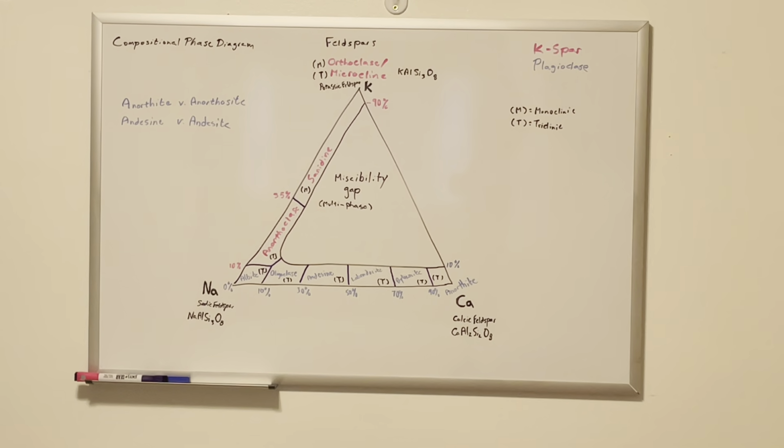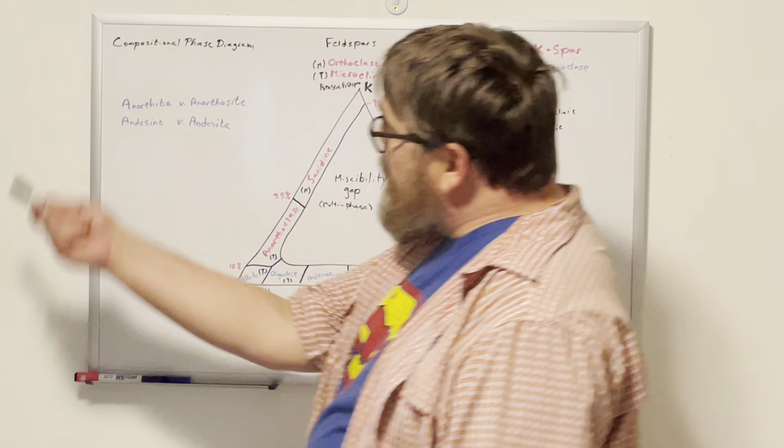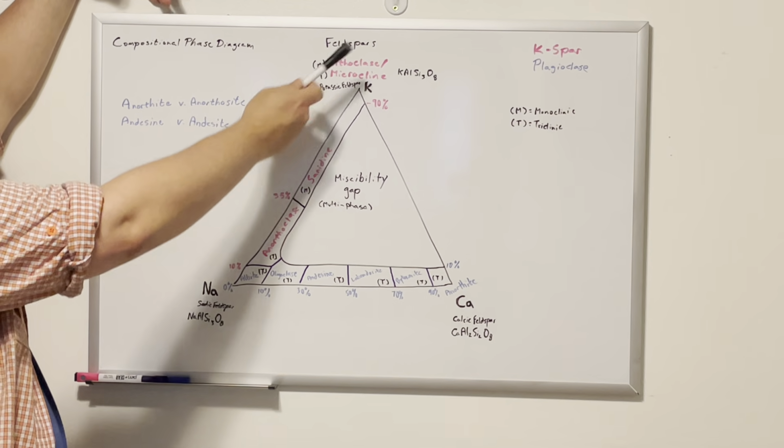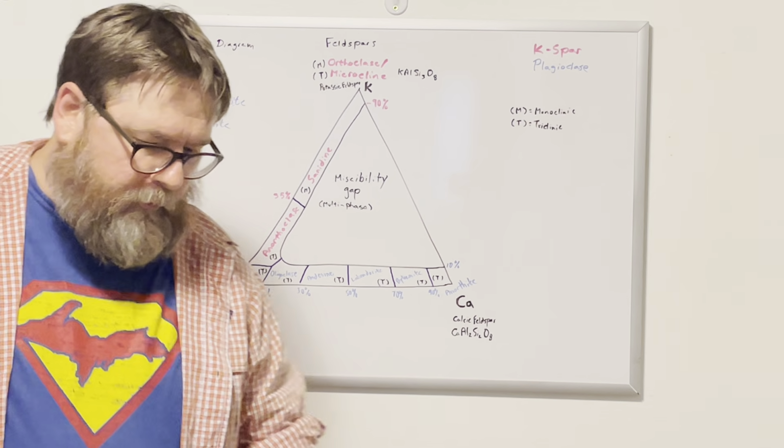Hello everyone, it is July 17th, 2022, time is 15:45 CDT out. It is Geo-Rant time, Geo-Rant number 171. We will be talking about compositional phase diagrams, specifically for the Feldspars.